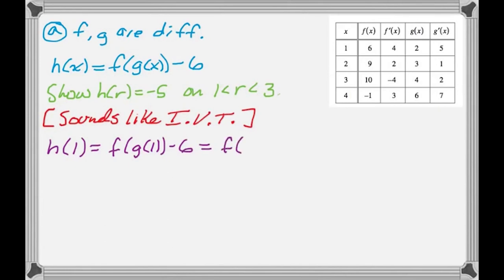Now look up g of 1 in the table, and you see it's 2, so that's f of 2, and then minus 6, and then look up f of 2 in the table, and it's 9, so 9 minus 6, which is 3. Now we're going to do the same thing for h of 3.